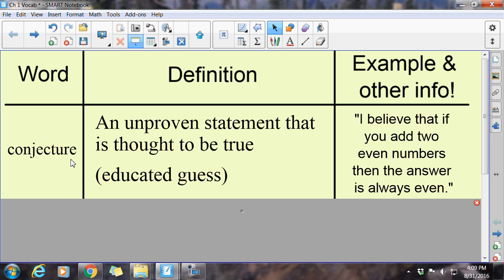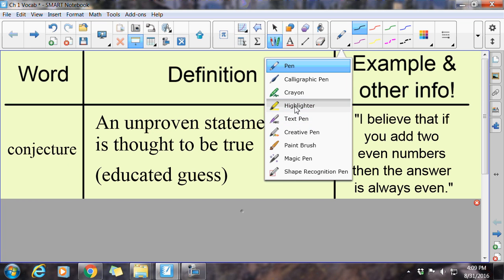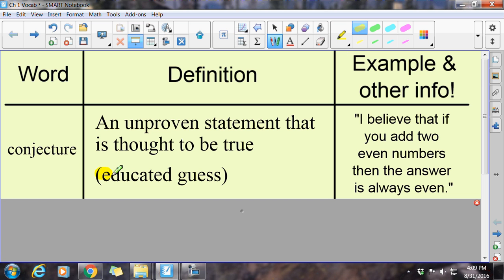Here we go. First word. So the first word is conjecture. Conjecture. The definition is an unproven statement that is thought to be true. And in parentheses down here, I put educated guess. Educated guess you might know from a hypothesis in science. So a conjecture in math is very much like a hypothesis in science. It's something that you think is probably true, but you haven't proved it yet.